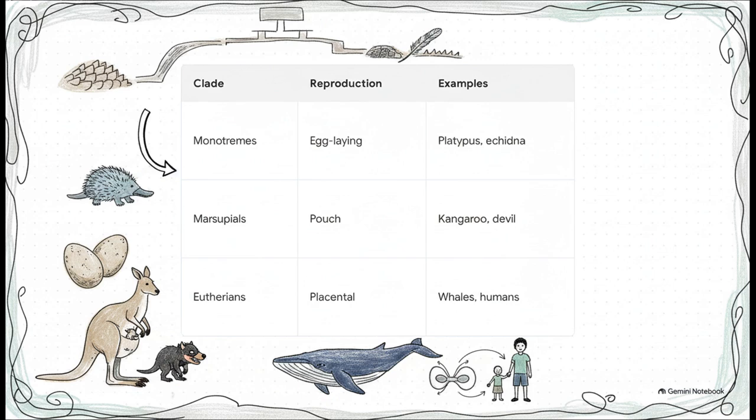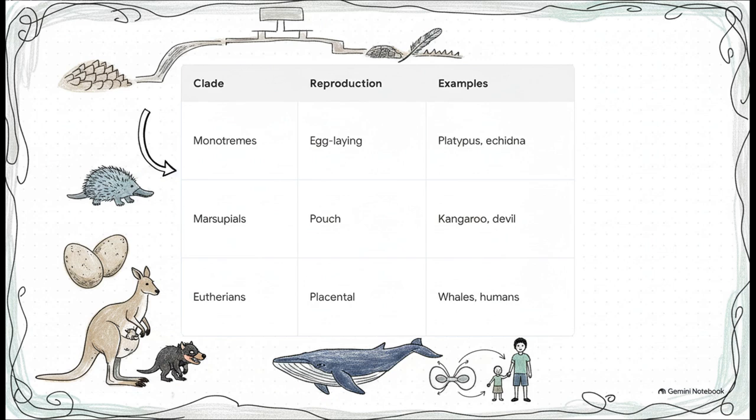First, we have the monotremes. Their reproduction is completely unique among mammals because they actually lay leathery eggs. The platypus and the echidna are the only living examples of this. Next are the marsupials. Their embryos are born in a very premature, almost fetal state, and they actually complete their development nursing inside a mother's pouch. Think of the kangaroo or the Tasmanian devil.